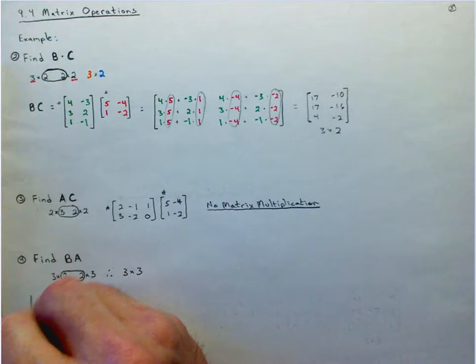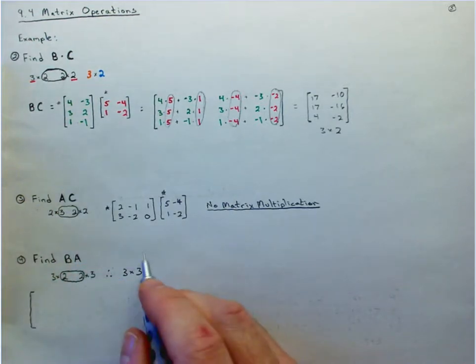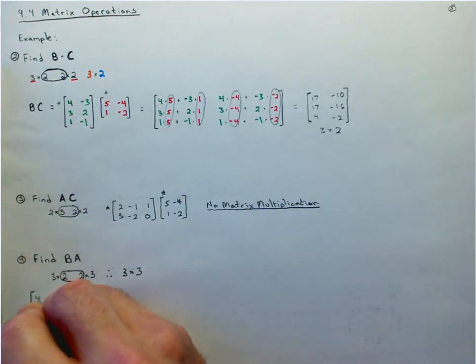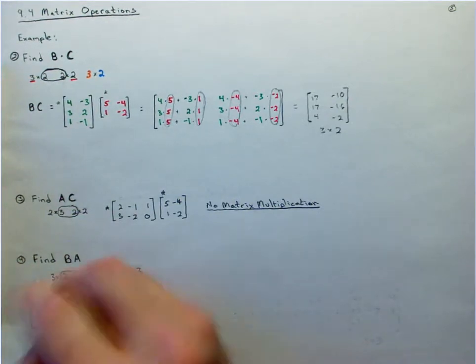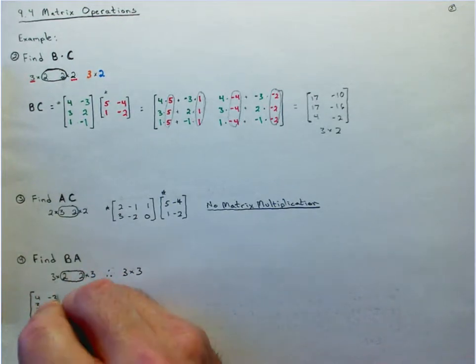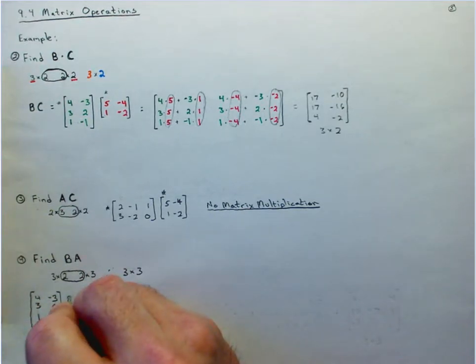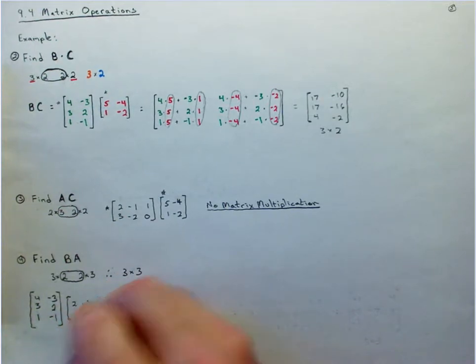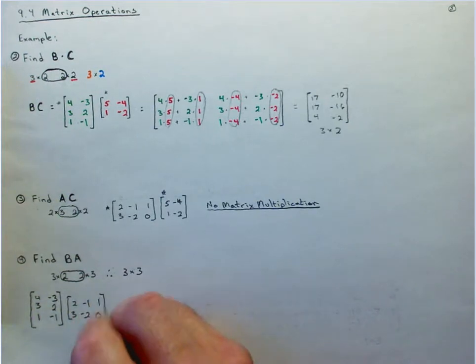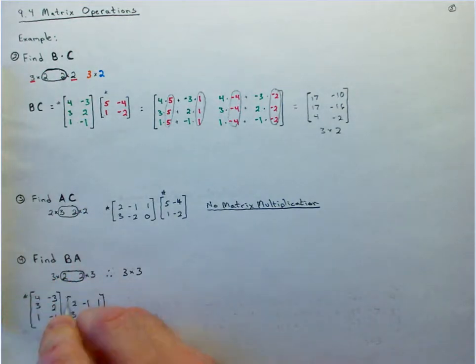So B is, let's see, 4, 3, 1, negative 3, 2, negative 1. That's B. And A, 2, negative 1, 1, 3, negative 2, 0. Okay, so for what I'm doing, I'm going to look at my first row going across and my first column.